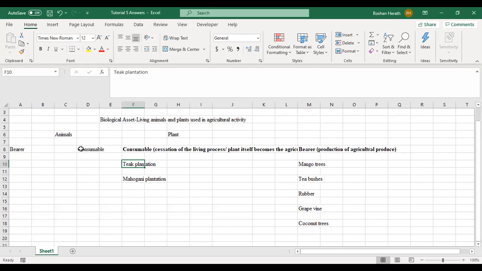Now let's move on to the animals. When it comes to animals, it is the same. They may bear some agricultural produce. So it is the detachment from the animal, detachment from the animal. It contributes, as I took, in the production of agricultural produce.